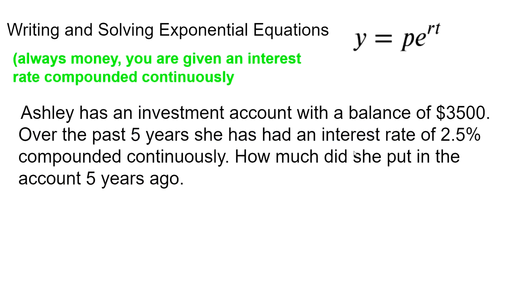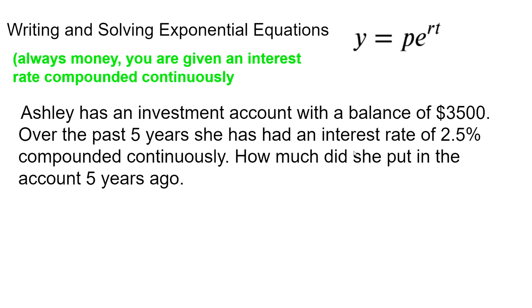Okay, so let's go back and try one with this y equals P e^(rt). Now, keep in mind, we only use this one when the problem says we're compounding continuously. Ashley's got an investment account with a balance of $3,500. Over the past 5 years, she's had an interest rate of 2.5% compounded continuously. They're not going to hide it. It's going to be right there. So anyway, how much did she put in the account 5 years ago?